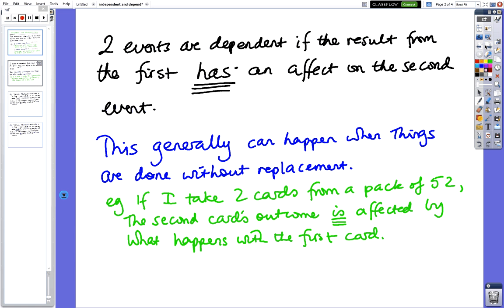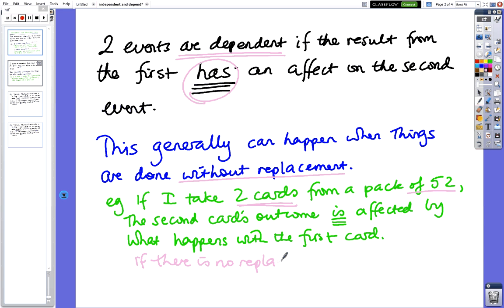And obviously there are dependent events. Events are dependent if the result of one has an effect on the result of the other. Most of the time it happens when you've got things being taken out and not replaced. So for instance, if I take 2 cards out of a pack of 52 cards and I don't put the first card back in, the second card's outcome is affected by what happens with the first if there's no replacement.